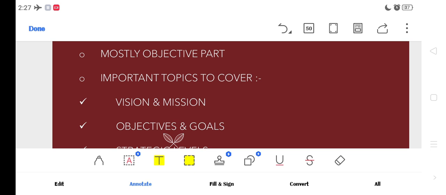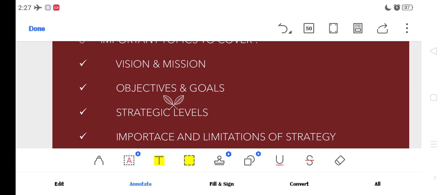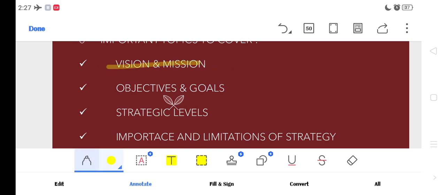Okay, so what are the important topics or areas you need to cover? You need to concentrate on the vision and mission. They are going to ask what the mission of that company is, or they'll give case scenario based questions and ask you what the mission or vision can be for that particular case. The objectives and goals are also very important.